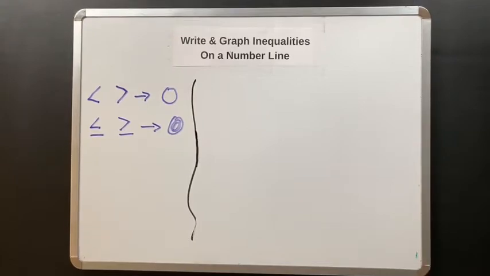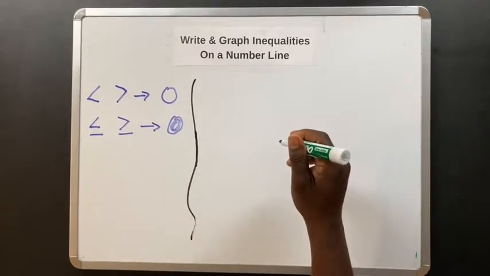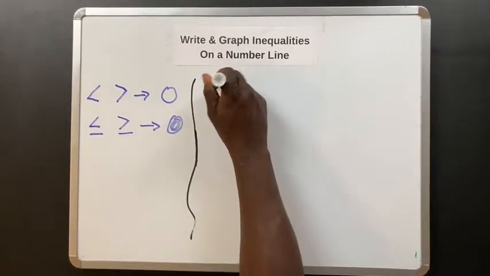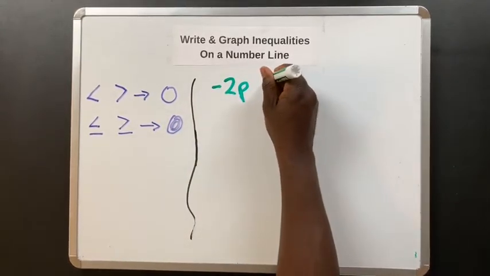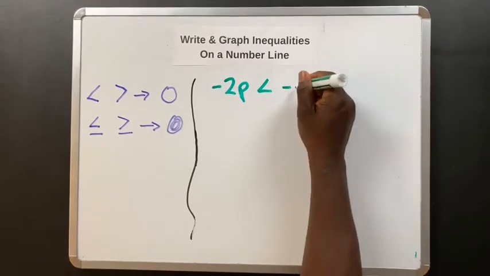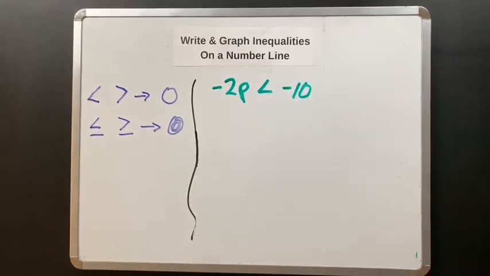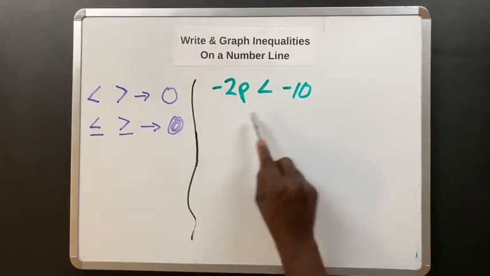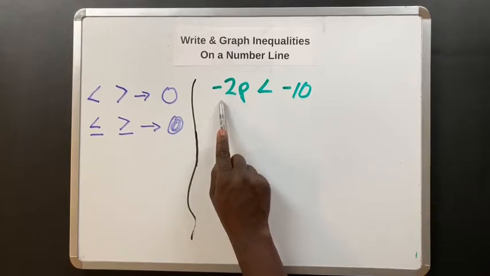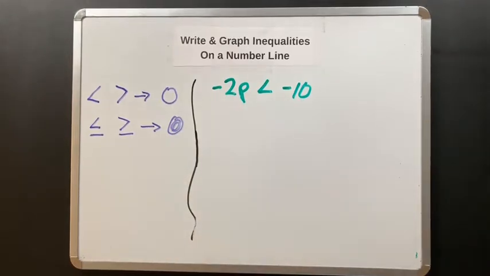So let's take an inequality that says, well, we have negative 2 times p is less than negative 10. Now, when I say the negative coefficient, don't get this confused. This is not the coefficient. I'm not referring to that negative number. I'm referring to this negative number. Coefficient is in front of the variable.